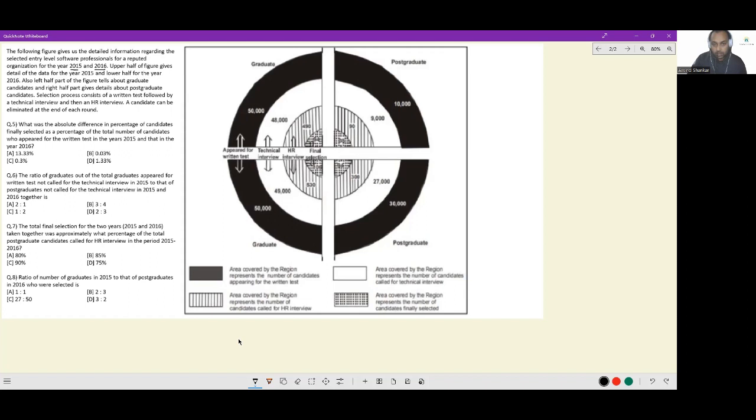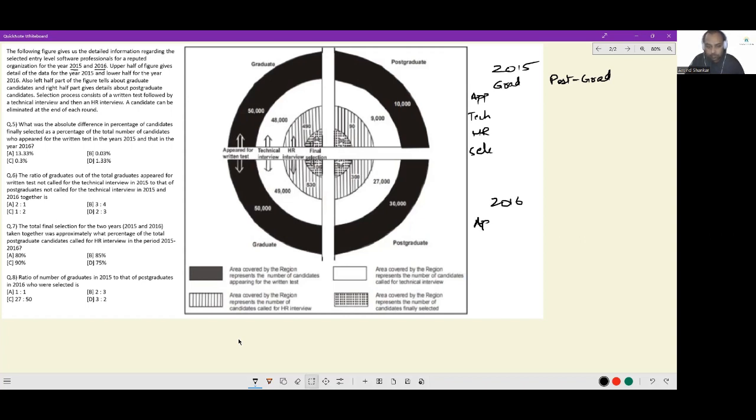So I'm making my graph. You can make it in 2 ways. Either you can make it for graduate and postgraduate people, or you can make it for 2015 and 2016. So I'm choosing to make it for 2015 and 2016. And I will have grad, I'll have post grad, and I can have appeared for test, technical interview, HR interview, and selected.